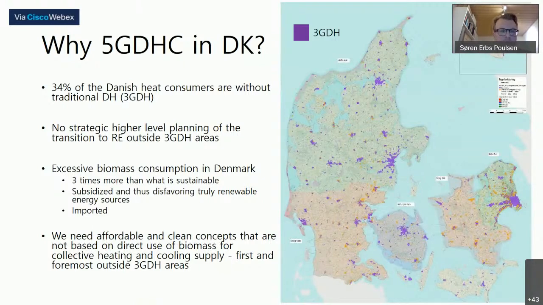As in many other European countries, we have a problem with biomass. We use too much of it. In fact, per capita, we use three times more than what is sustainable. Biomass is subsidized in Denmark, which is also a problem because that disfavors truly renewable energy sources such as geothermal energy. And we import a lot of our biomass. I think that's also a problem when we can produce it locally with geothermal systems.